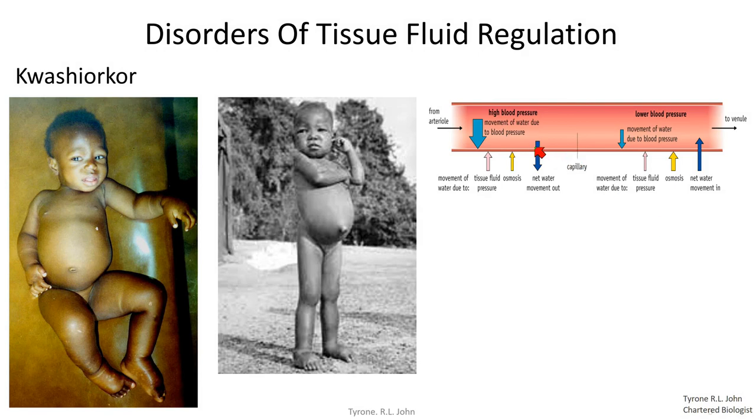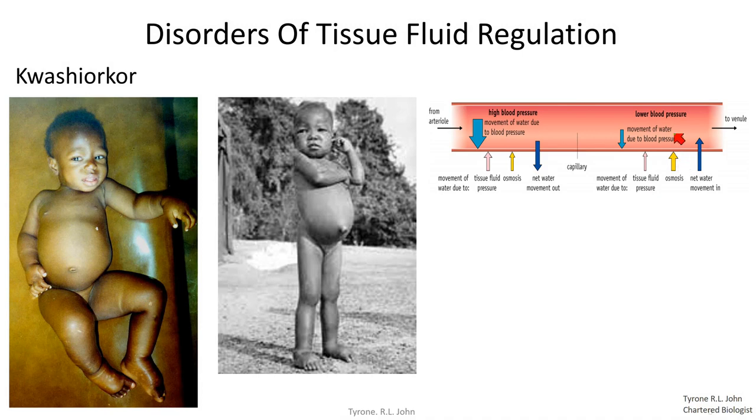So to help us with that, I've brought in the diagram from the last slide. We're just interested at the venule end here. Now, as I said before, to get tissue fluid to move back into the capillary at the venule end, you need a water potential gradient. You need the tissue fluid to have a higher water potential than that of the blood inside the capillary.